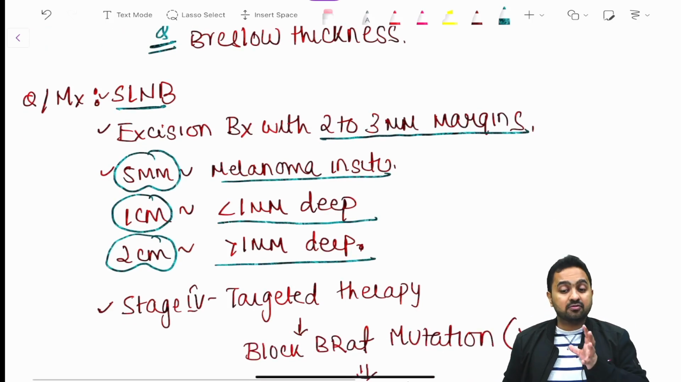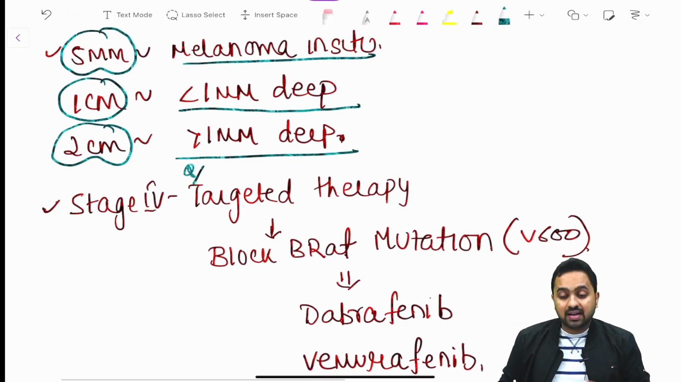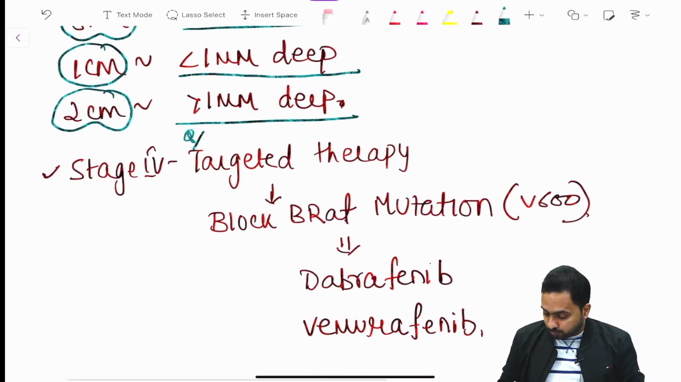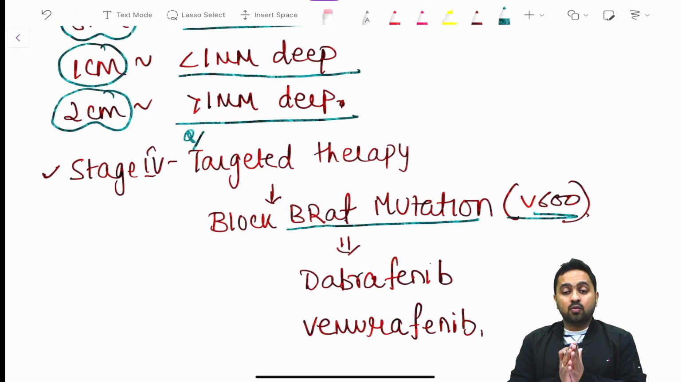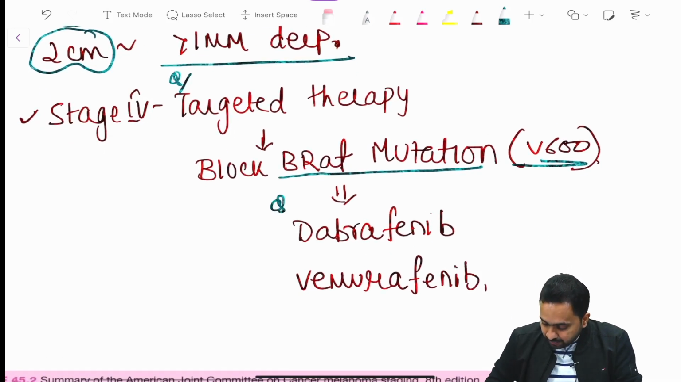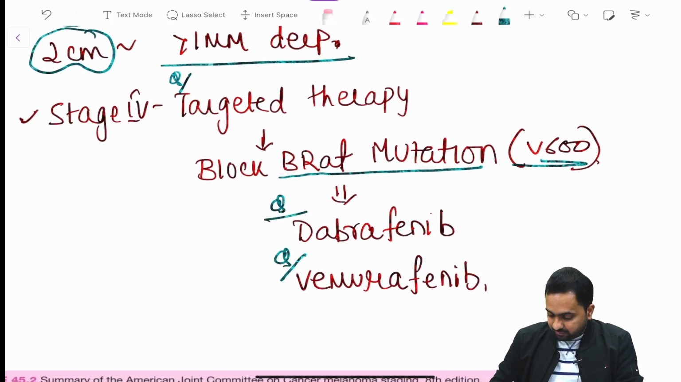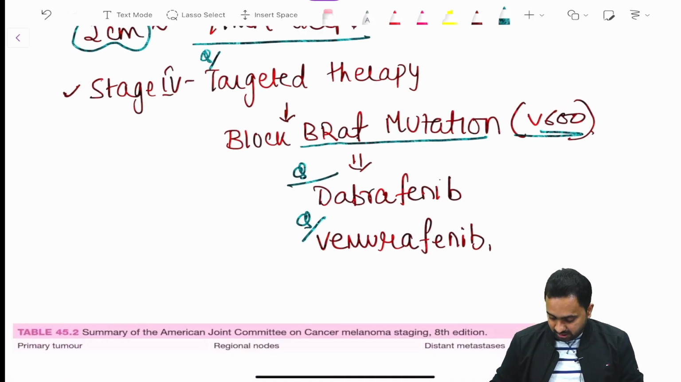Now, in case of stage 4, we go for a targeted therapy, and this targeted therapy is to block your BRAF mutation, which is in your V600 codon. Now, the most important two drugs which I would want you all to remember is your dabrafenib and vemurafenib, right. So, these are your targeted therapies for your malignant melanoma, which blocks your BRAF mutation.